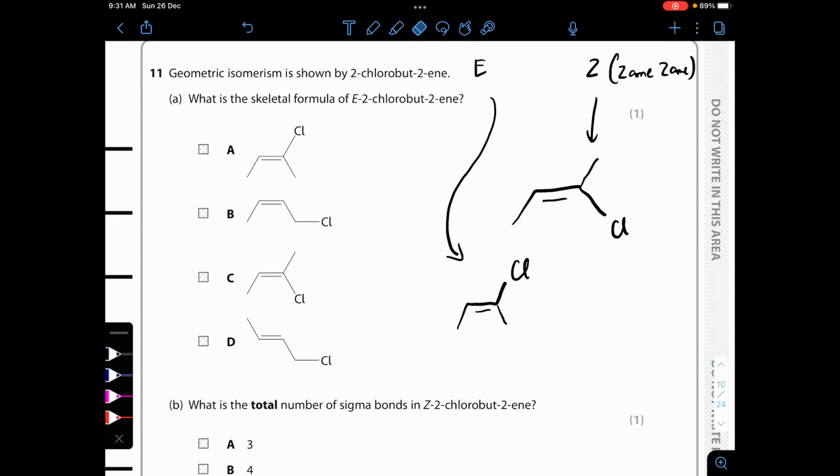Let's see what's the similar one. So is it D? It's not D. Is it C? No, C is Z-2-chlorobut-2-ene. So no, B is not there. So it must be A. So our final answer is A because it's the same as what we have drawn here.